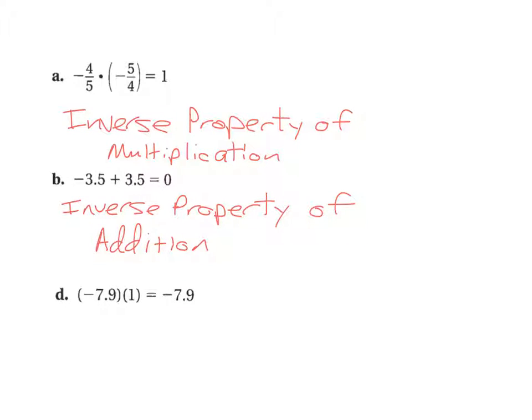Example D here, I left out example C just because I didn't like it. Example D, we are multiplying. It looks like we have negative 7.9 times 1 equals negative 7.9. It's a multiplication problem. I don't see any inverses or reciprocals here, and I see a number times the multiplicative identity. So this is the identity property of multiplication.